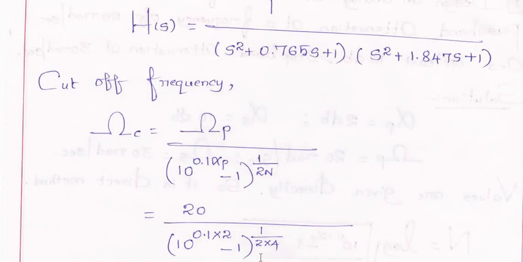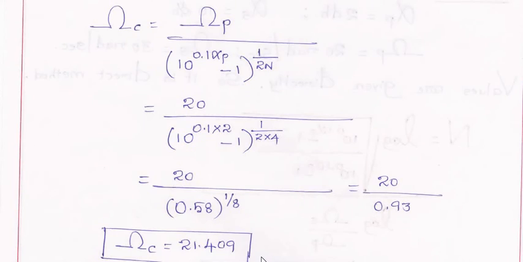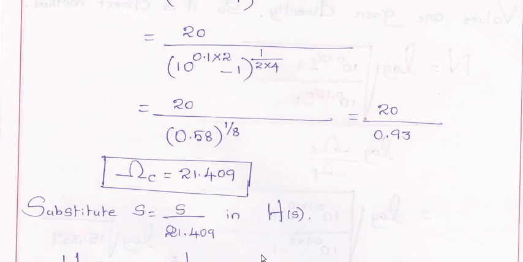So the cutoff frequency Ωc is equal to Ωp divided by (10^(0.1 αp) − 1) whole to the power 1/2n. You have to substitute αp, n and also Ωp. Then you get the value Ωc equal to 21.409. So you have to substitute s equal to s divided by this value Ωc.